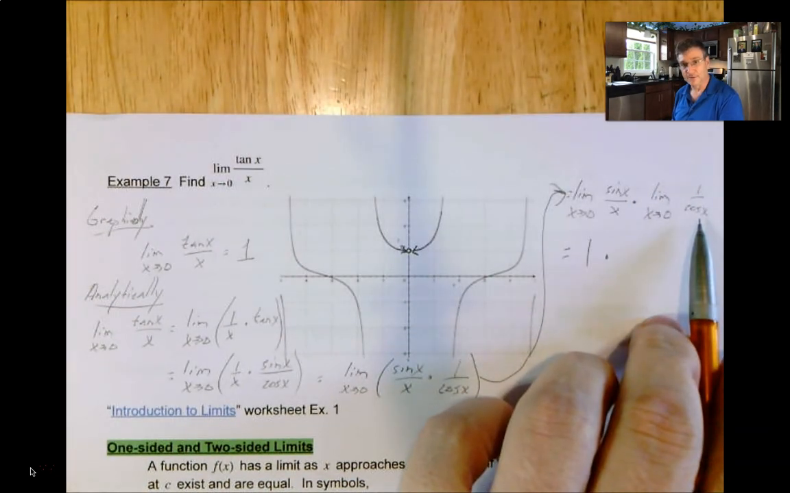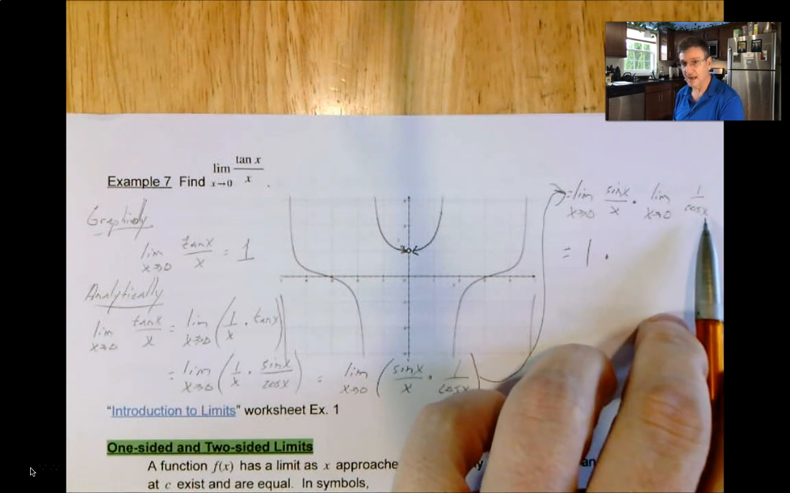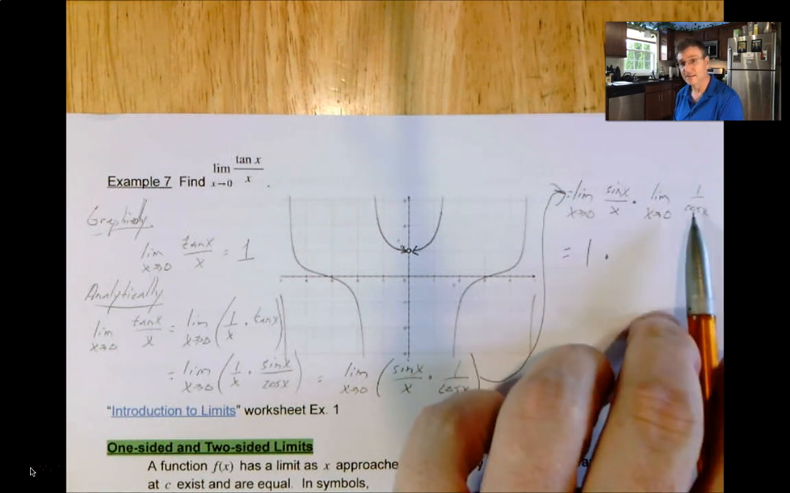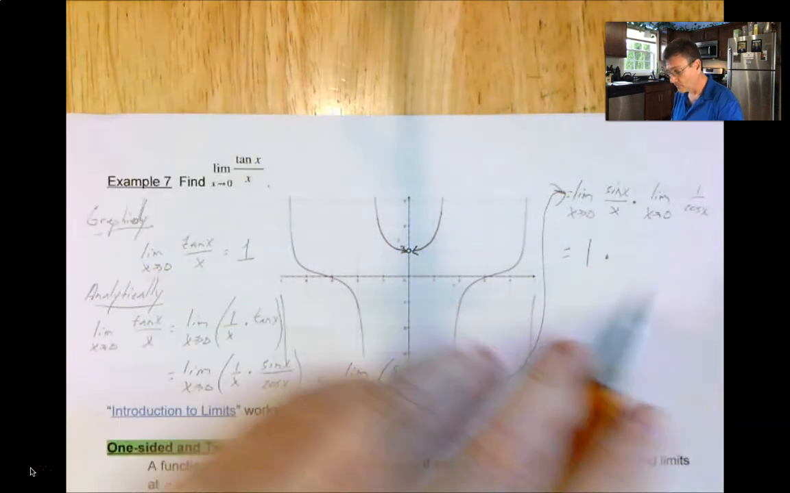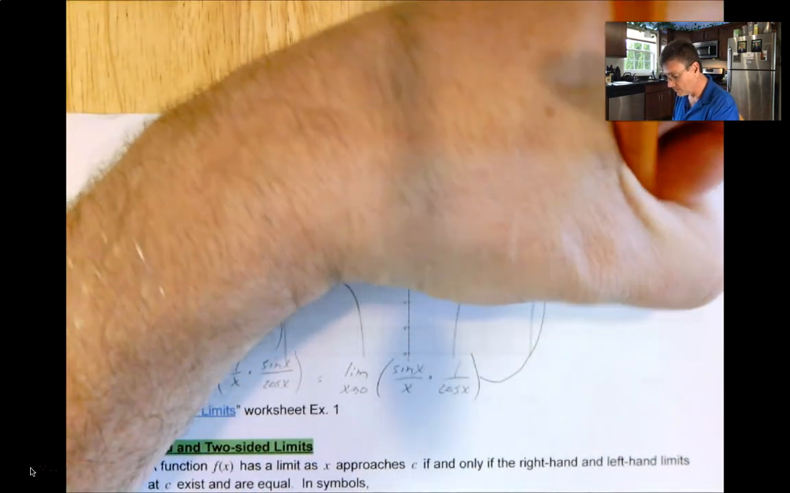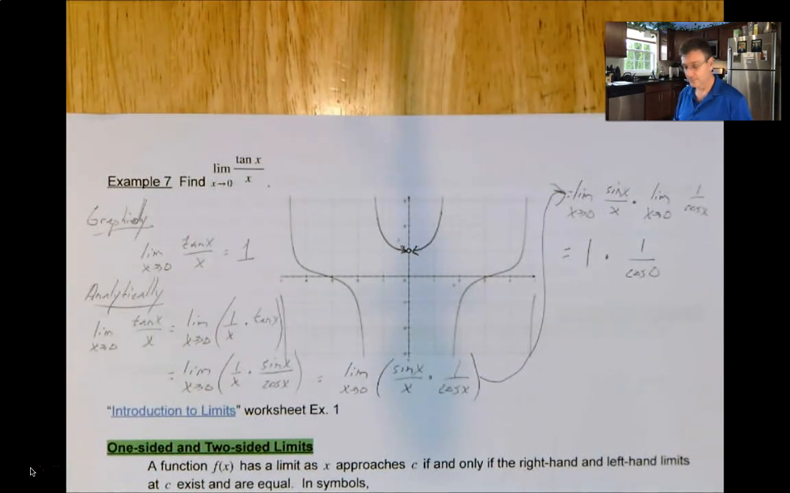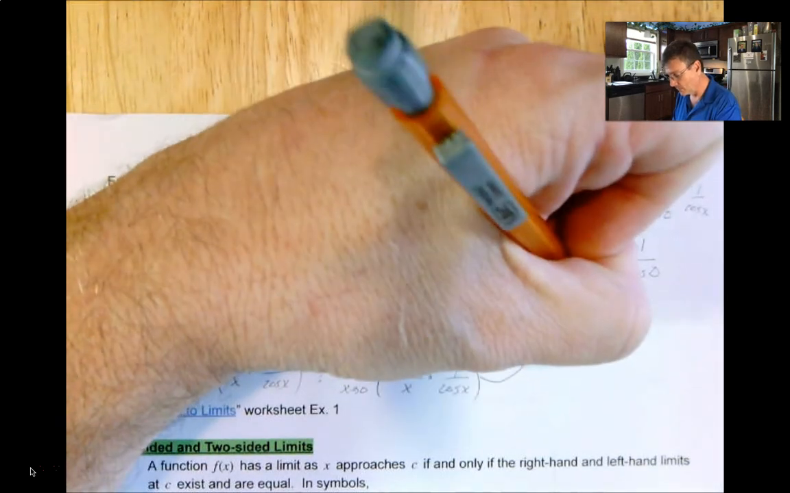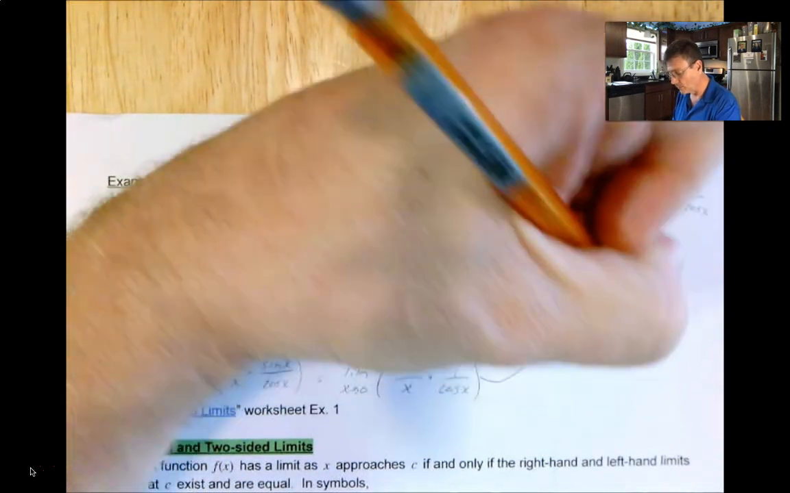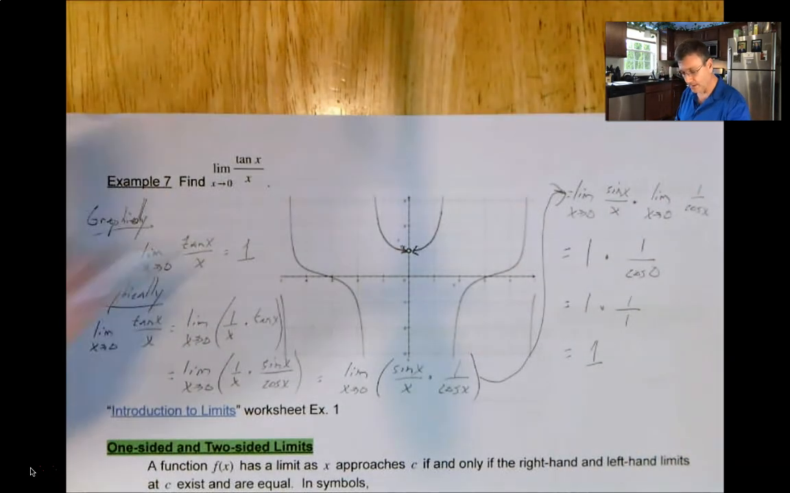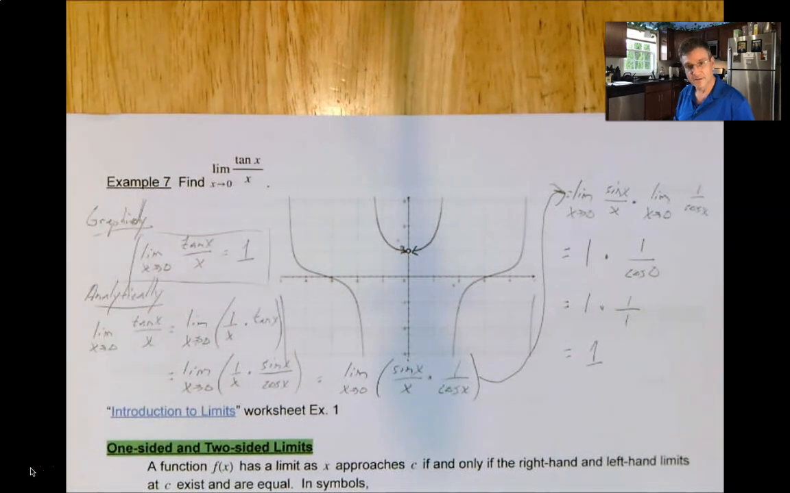I can do direct substitution here because the cosine of 0 is not 0. Okay, cosine of 0 is not 0, so I'm not going to be getting a 0 in the denominator. Direct substitution is going to be 1 over cosine of 0, just so that you see where that comes from. Equals 1 times 1 over cosine of 0, which is 1. 1 times 1 divided by 1 is 1. Same result that we got graphically.